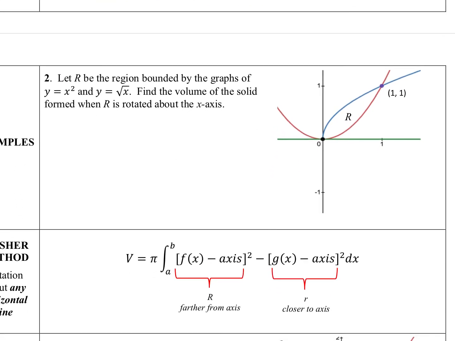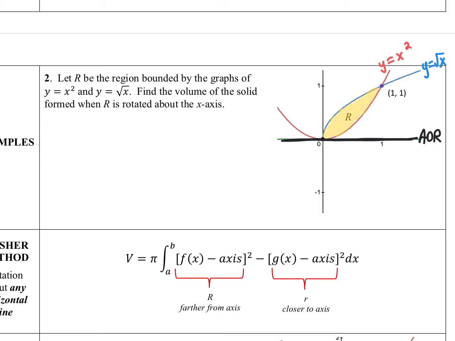Let's take a look at another one. So in example number 2, I have region R bounded by the graphs of y equals x squared and y equals the square root of x. A good way to begin is just to get your bearings on this, figure out which graph is which, and I went ahead and labeled that on here. My axis of rotation is the x-axis, and I'm going to rotate it around this axis of rotation. Let's give this guy a little sketch.